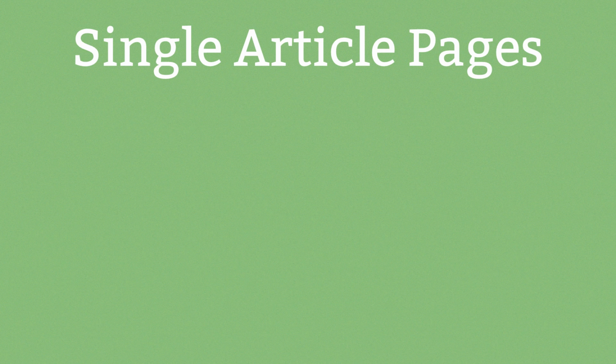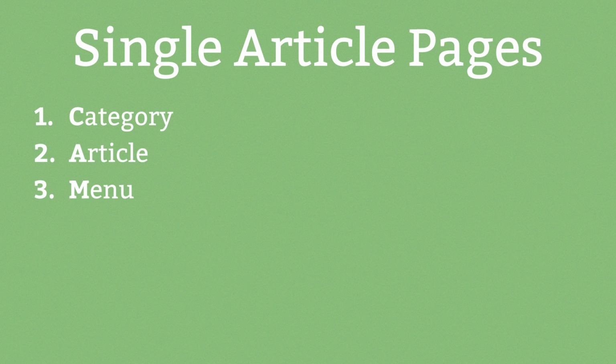There are 4 steps to publish an article, which are: Step 1, create a category. Step 2, create an article. Step 3, create a menu item. And Step 4, create a menu module. This is the process, but you don't always need to go through every step.